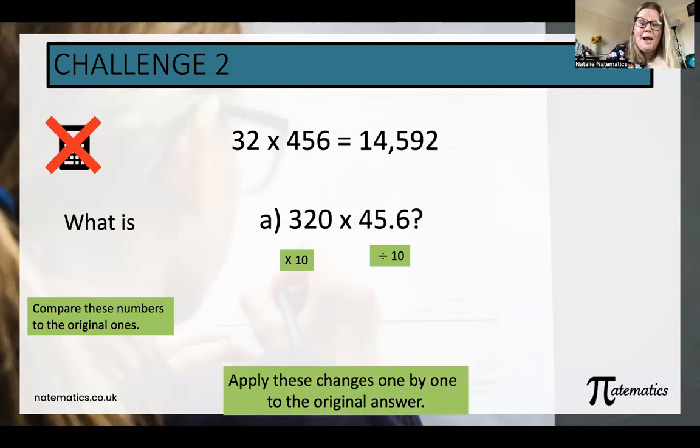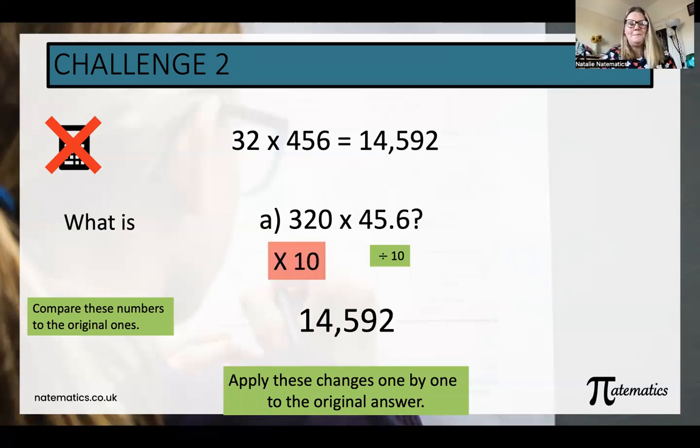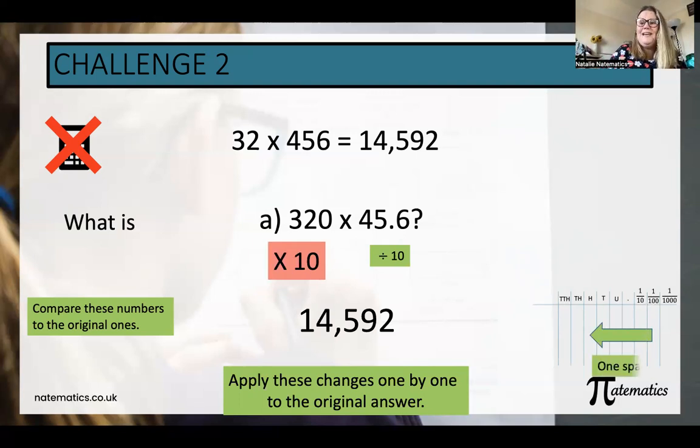So then we're going to apply those changes one by one to the original answer. Do you have any idea what the answer might be at this point before I continue? Make a note of it, maybe write it down. Let's see if you were right at the end. So first one is we multiply by 10. Multiply by 10, 1 space left. Okay, all the arrows are in the right way. I have checked that. So everything's right on the slide. So 1 space to the left. So therefore we end up with 145,920.